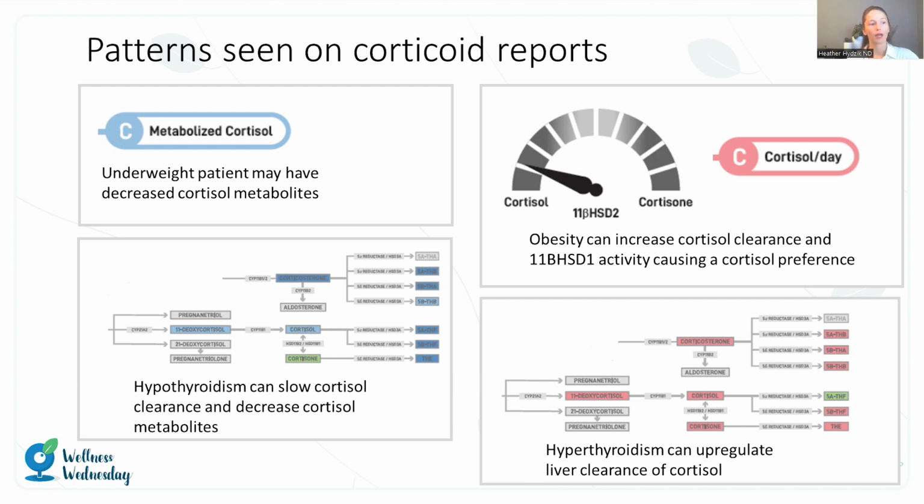On the top right, obesity can increase the cortisol clearance and 11-beta HSD1 activity, causing a cortisol preference. And then hyperthyroidism can upregulate liver clearance of cortisol. So these are real examples. I snipped them from real reports to share with you.